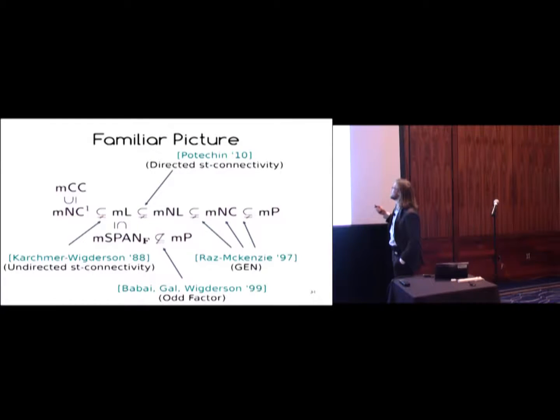And another result, which is quite recent and very, very impressive, is a separation of monotone NL and monotone L, which is monotone switching networks and monotone directed switching networks. This was done by Aaron Potechin back in 2010, and his proof is very, very hard and very, very nice.